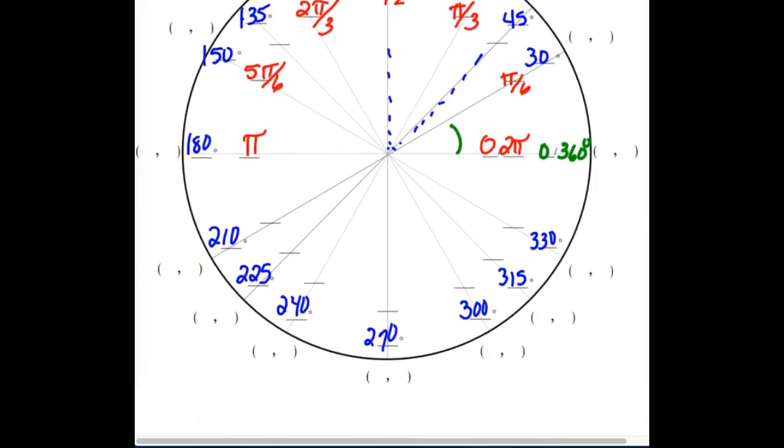Going down 30 degrees, again adding pi over 6, we end up with 7 pi over 6, and then what? 8/6 would be 4 pi over 3. 9/6 is 3 pi over 2. 10/6 is 5 pi over 3. And then 11/6.